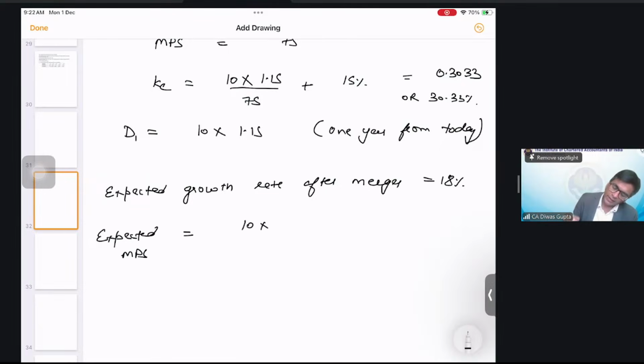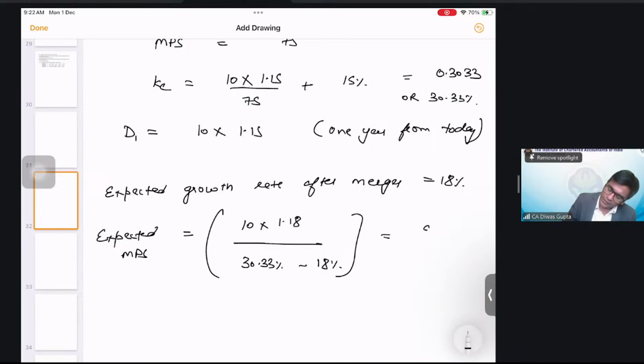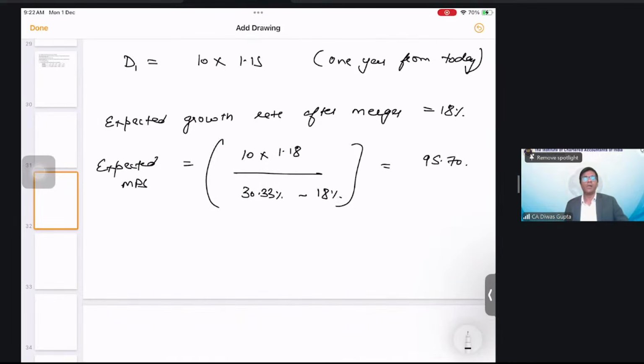We will take dividend multiplied with the revised growth rate to arrive at revised D1, divided by cost of equity, which is the existing cost of equity minus the revised growth. So this will become 95.70. Clear, students? So here we will take the revised growth and calculate what will be the revised market price per share basis the revised growth, keeping cost of equity similar.